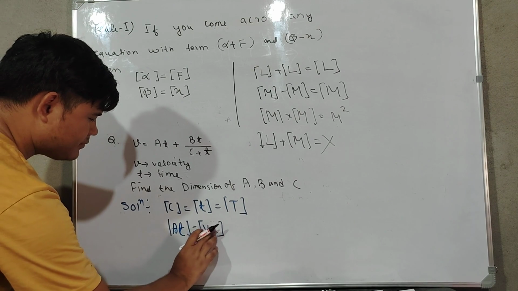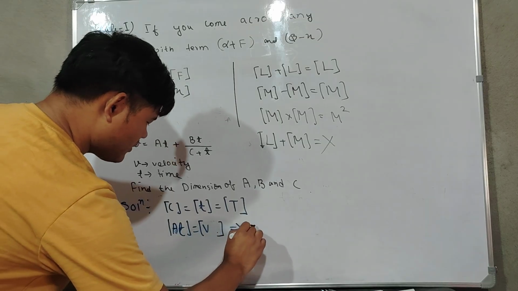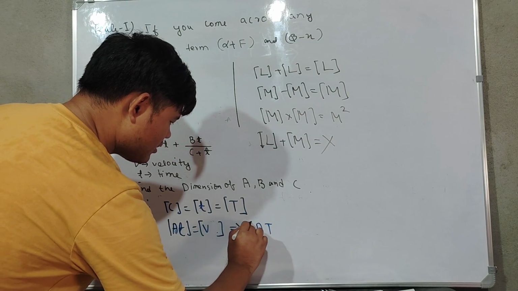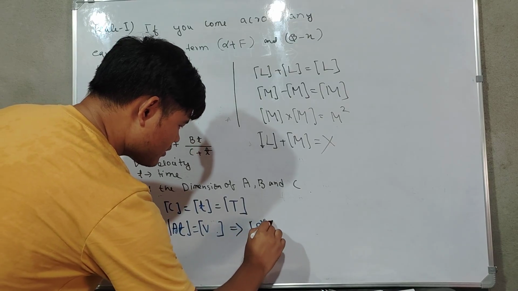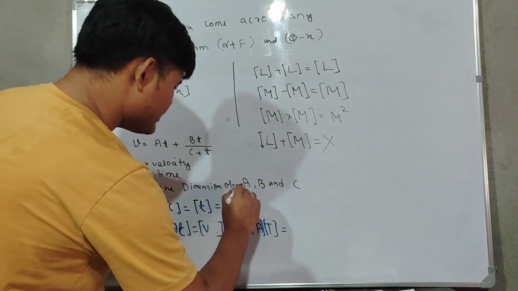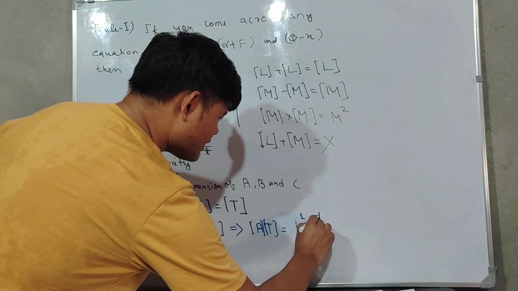But only V is there. We have the same dimension as V. So let's solve it. So A, and then T. V. What is the dimension of V? Velocity. This is velocity. So velocity means L1 T to the power minus 1.